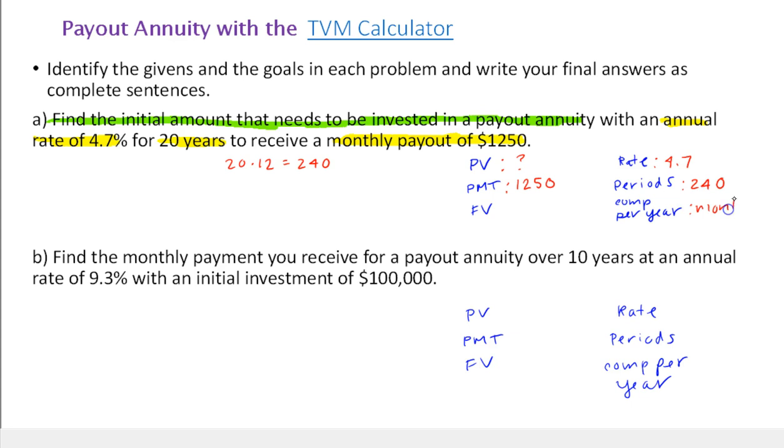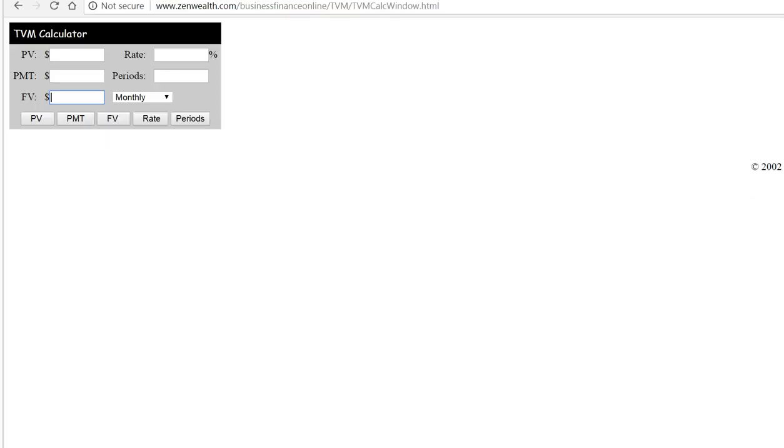And I inadvertently skipped over the future value because I knew it was zero. So the future value, you have all of this money, you get a bunch paid out to you, and the future value is zero because in the end, after you're paid all of this money, you have $0. Okay, so now let's put this into the TVM calculator.